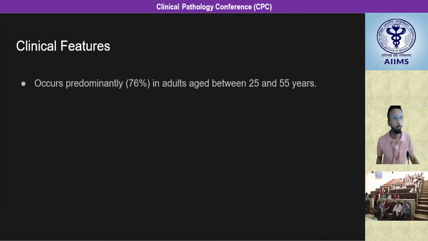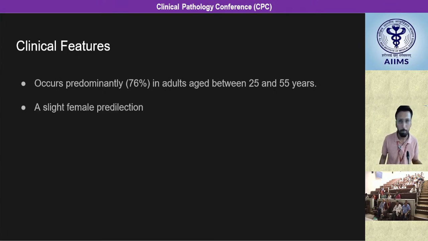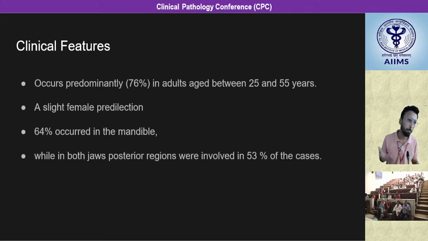So it's a tumor which is found more commonly in adults. 76% of cases are found between 25 to 55 years of age. Slight female predilection, although the ratio is almost similar. 64% occurs in the mandible, and within both jaws, the posterior part of the jaw is more commonly involved.